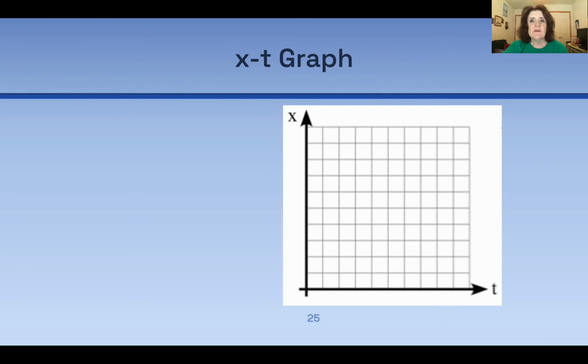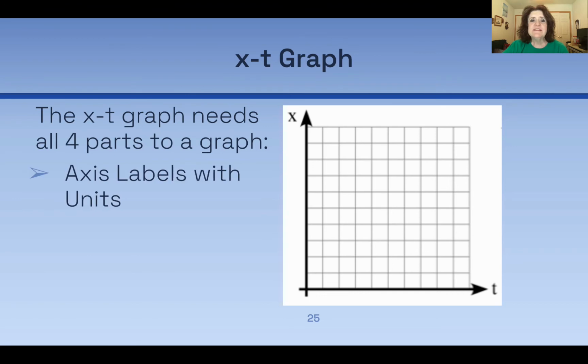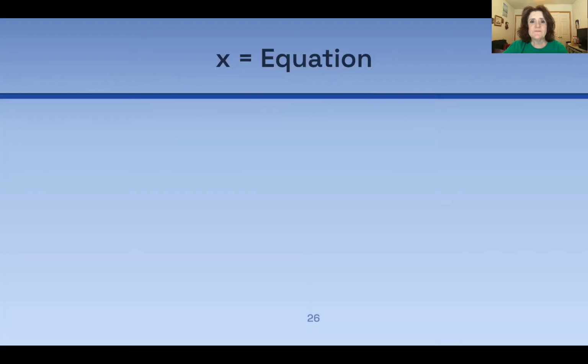It's in quadrant 1 only because things can only go forward in time. They can't go backwards. An xt graph has to have 4 parts. You need to label the axis with the units. You need to have scales, that's what you're going to count by. It needs a title of some sort, and it needs points. You can draw a line of best fit if you want to, but it's not required.